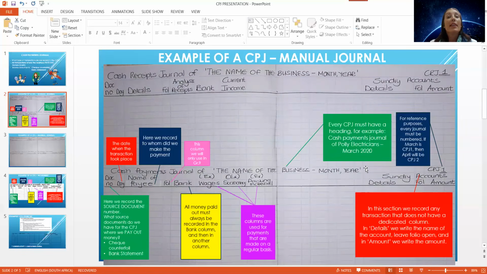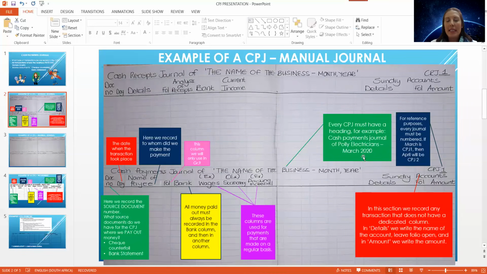You will just write cash payments journal instead of the cash receipts journal. So it's once again cash payments journal, the name of the business that you're using for that specific exercise, the month and the year. And then as with the CRJ, we will have to number the CPJ. Now, if your CRJ was number 1 for whatever specific month, then your CPJ will also be numbered number 1 because it's in the same month.